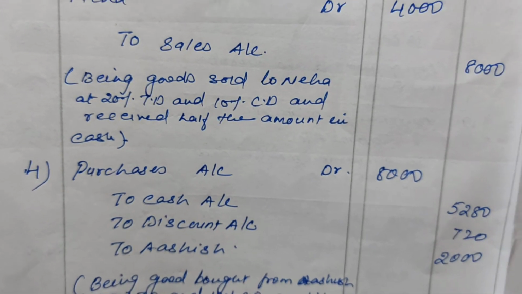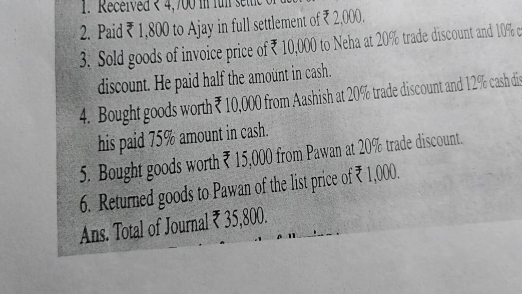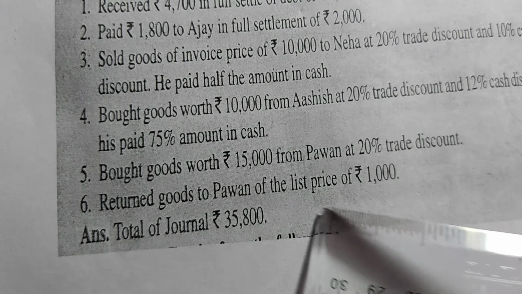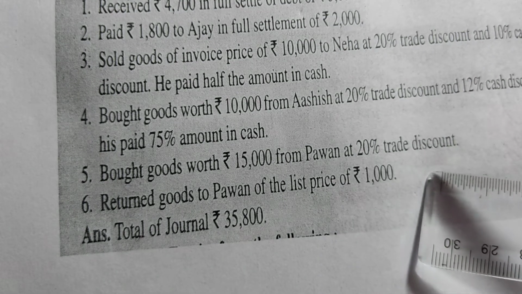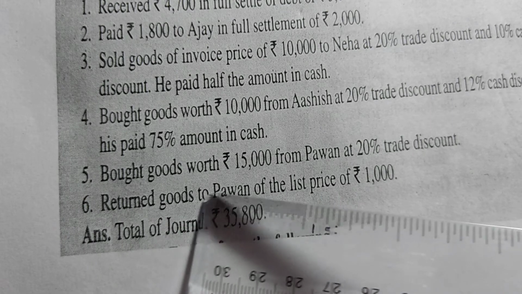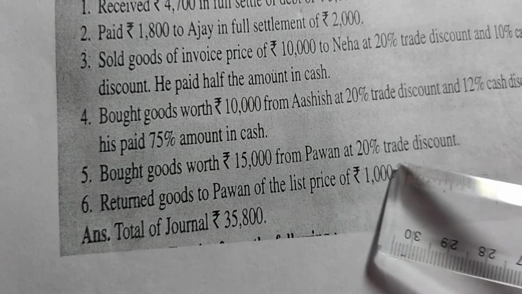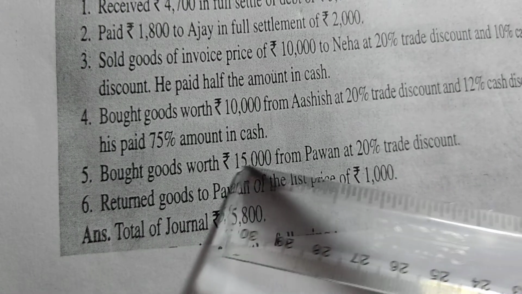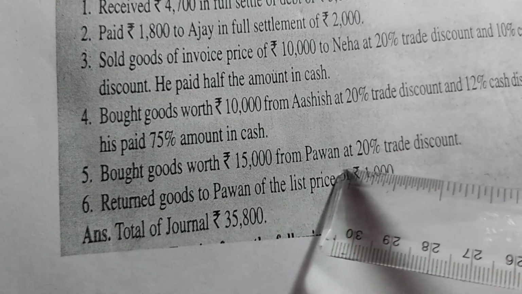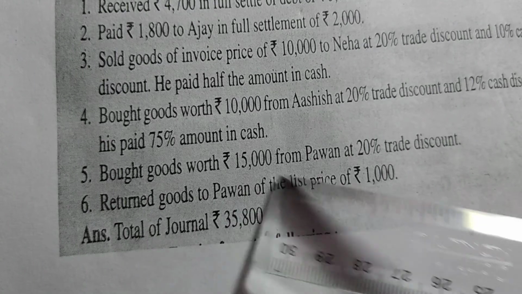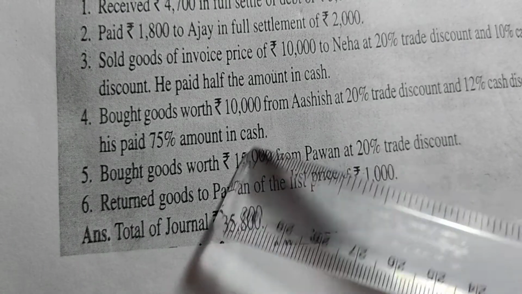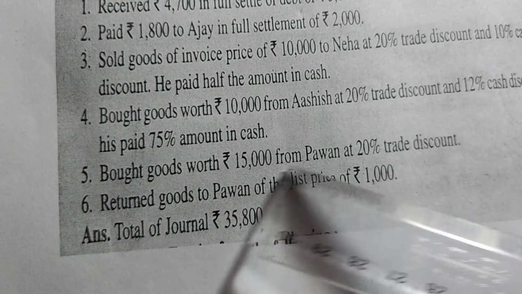So if half payment is given, we have to record the creditor along with the discount. Now the next question is that bought goods worth rupees 15,000 from Pawan at 20% trade discount. Here we are purchasing the goods at trade discount. There will be only the journal entry of purchase, and the trade discount will be deducted. What will be our journal entry? Purchases account debit to Pawan, and we will deduct 20% and record the net in purchases.